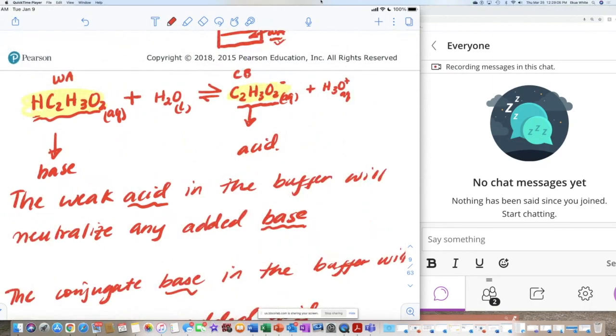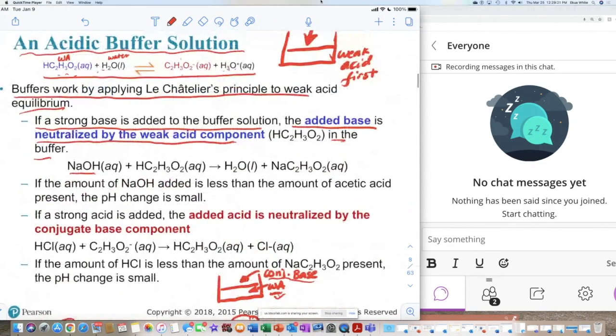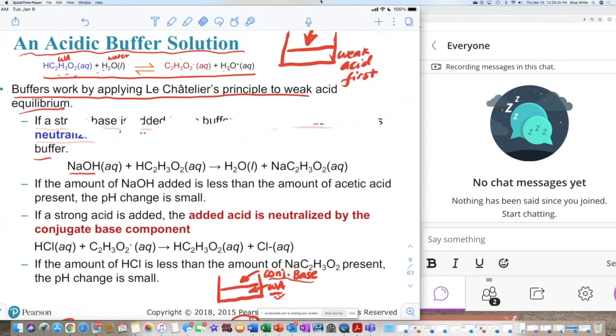That's the oversimplified version. Weak acid reacts with base, conjugate base reacts with acid, and so the acid and the base are kept in check, they're neutralized, they're disarmed. Okay? So here they're showing you how it happens play by play. I showed you the simplified version, and now we can see what they're saying in words.